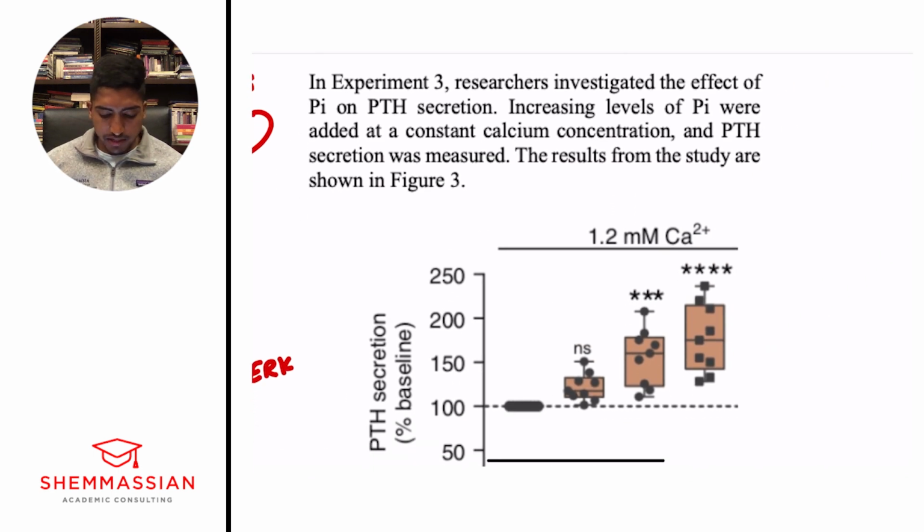In experiment 3, researchers investigated the effect of Pi on PTH secretion. Increasing levels of Pi were added at a constant calcium concentration, and PTH secretion was measured. The results from the study are shown in figure 3.